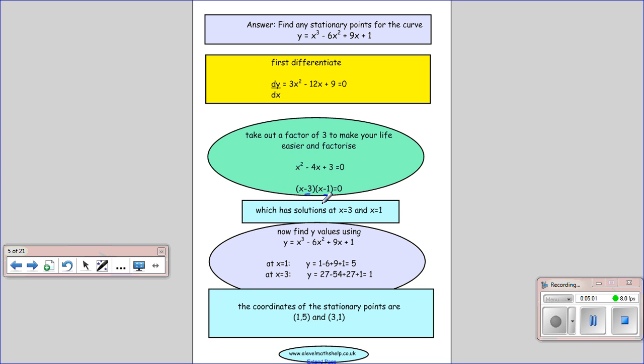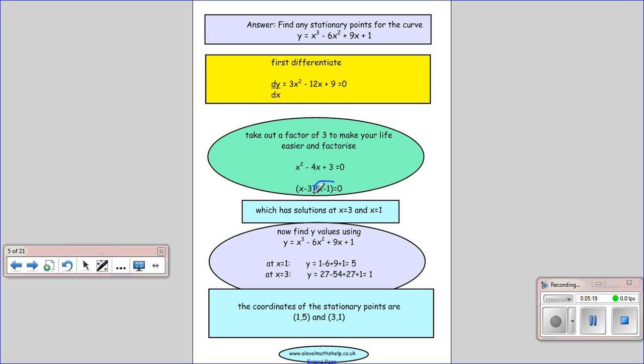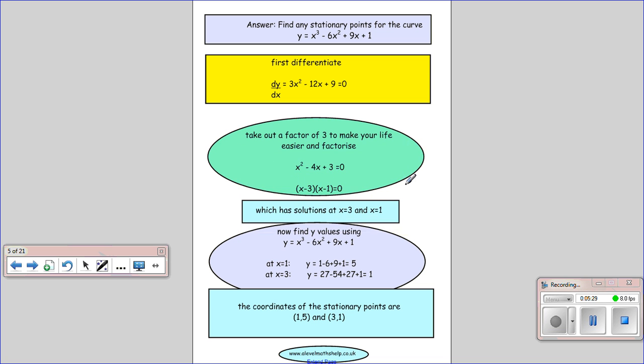So now we want to solve this. We're trying to get this to equal 0. So what we do is we look at each bracket. We look at this bracket and say, when would that give us 0? Well, obviously it gives us 0 when x equals 3, because 3 take away 3 would give us 0. And then we look at this bracket and say, when would that bracket give me 0? We would get 0 from this bracket when x equals 1, because 1 take away 1 would equal 0. So we've now got our x coordinates. We've got 2 stationary points, one at x equals 3 and one at x equals 1.